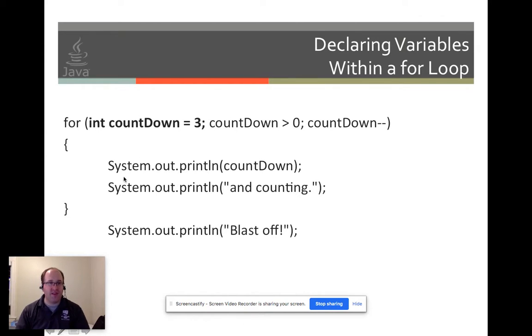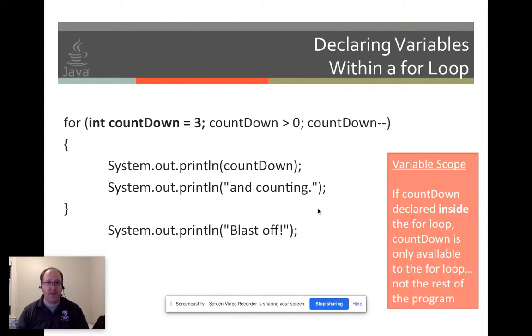If you were to have declared a variable, let's say in between these two print line statements, it would only exist as long as the for loop is running. The minute the for loop stops, that variable is no longer accessible to the rest of the program. In reality, it doesn't exist in memory anymore. Okay, so this is a concept called variable scope. Just be careful. If you ever want to use countdown outside of the loop, you have to make sure you declare it outside the loop.